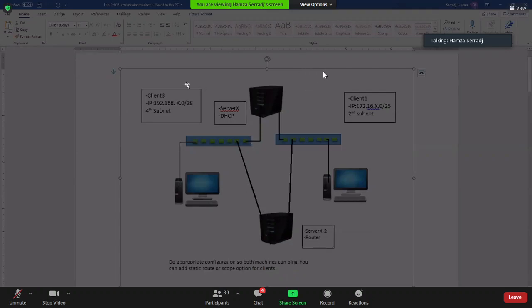What is the range of your first scope? What is the range of the second scope? So you will have it in front of you. You will not make a mistake. Of course, this should be static addresses and this should be static addresses, right? They are servers, they should be static. It's just the clients that take addresses from this DHCP.